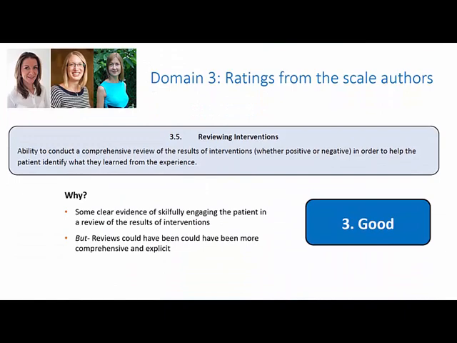For item 3.5, reviewing interventions, we gave a rating of 3, good. There is some clear evidence of the therapist very skillfully working with the patient to help them identify what they learnt from the interventions that were used in the session. For example, the patient identifies clear learning points, such as, "I can see what made me vulnerable. Maybe I don't need to be so hard on myself."